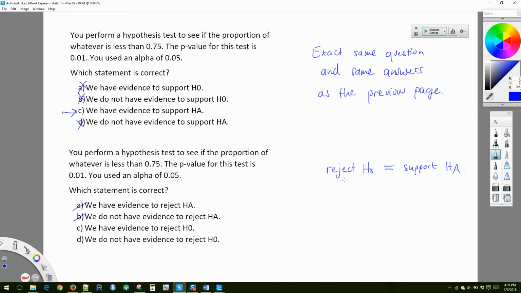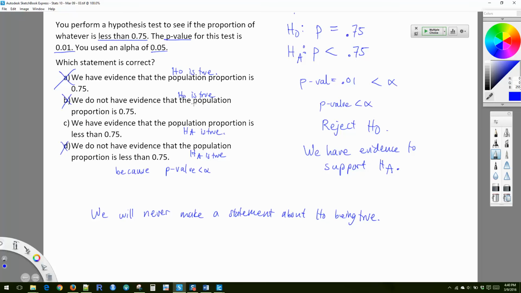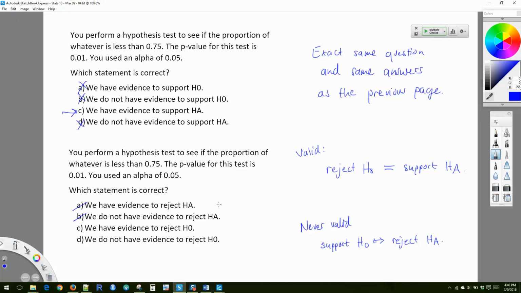So again, valid conclusions are rejecting the null or supporting the alternative. Never valid are supporting or accepting the null, and rejecting the alternative. These are never valid. I just want to make sure that we're comfortable having the hypotheses presented in this form, or in this form as well.